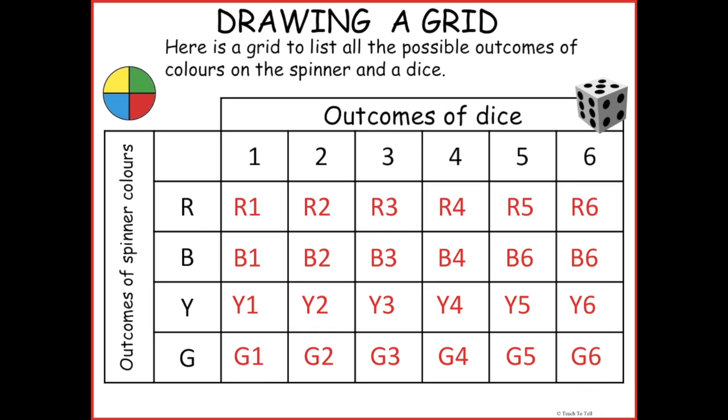So I have listed out all the possible outcomes. I can count them all up. I can also go 6 times 1, 2, 3, 4, get 24 possible outcomes.